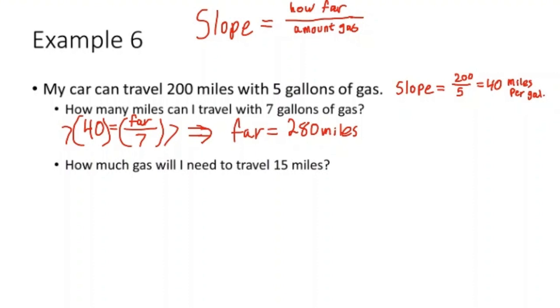For the next question, how much gas will I need to travel 15 miles? Well, if we set up our slope formula, we know our slope is 40. Now here we're told how far we want to travel, so 15, but we don't know how much gas we need. So 40 equals 15 divided by our amount of gas.